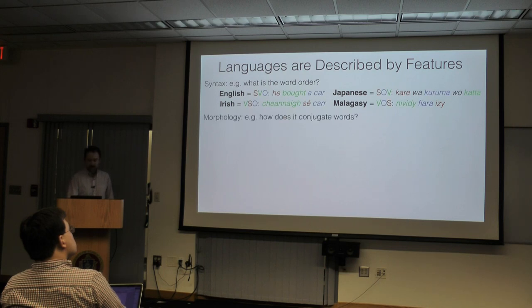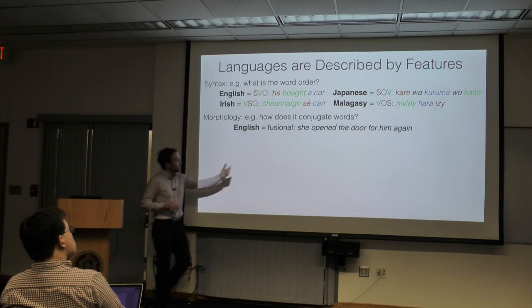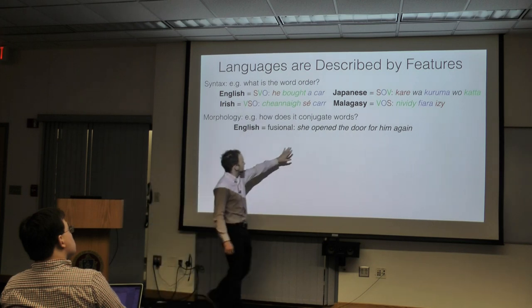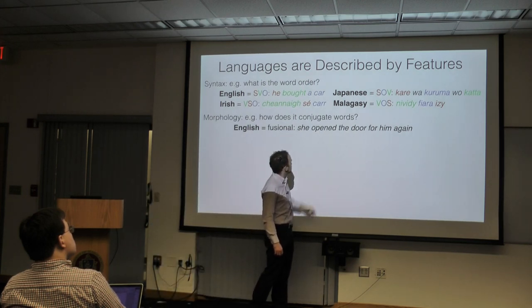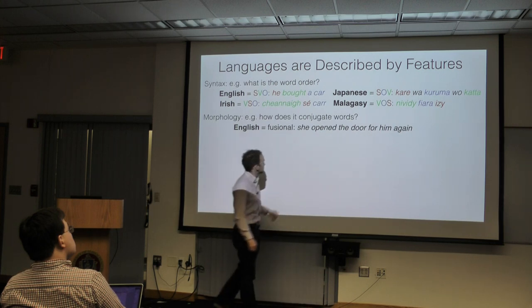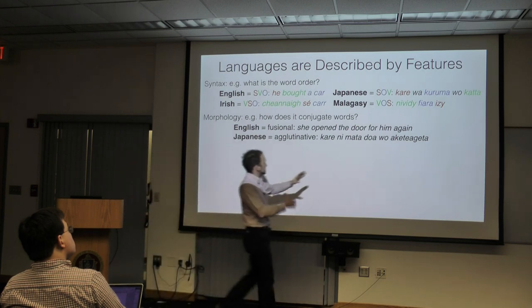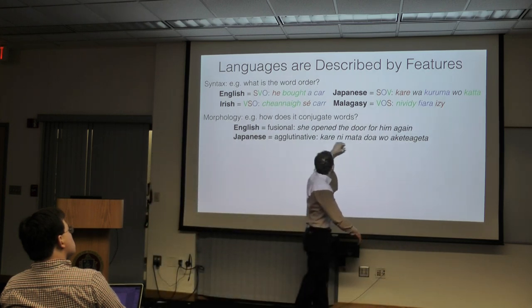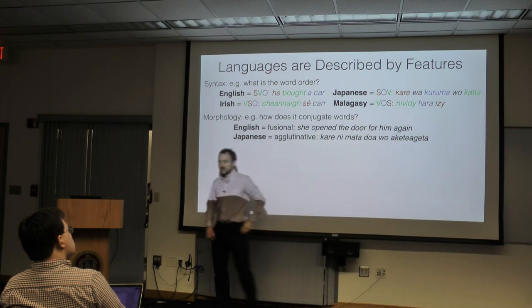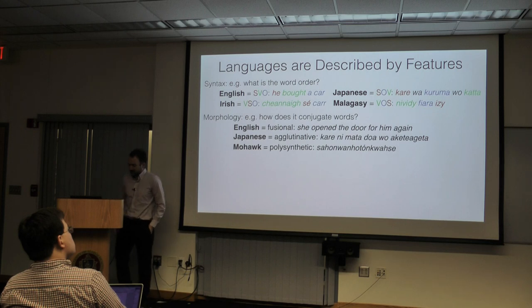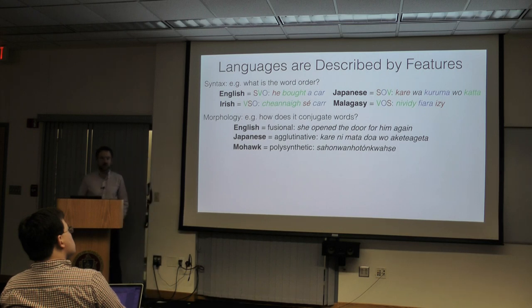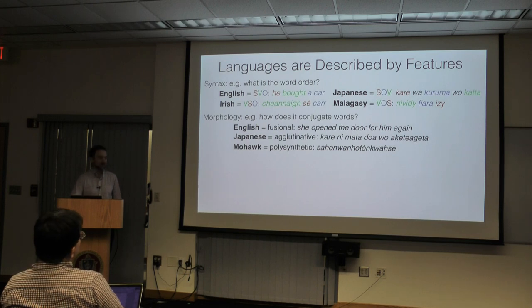And then there's also other things like, how do we conjugate words? So English is a fusional language. It has a little bit of morphology, but not very much. What I mean by morphology is, like opened becomes opened, etc. Japanese is agglutinative, which means it has a little bit more conjugation. So this akete agata here means opened for somebody. And then in Mohawk, which is a polysynthetic language, this entire sentence becomes a single word. So this is another classification of language.